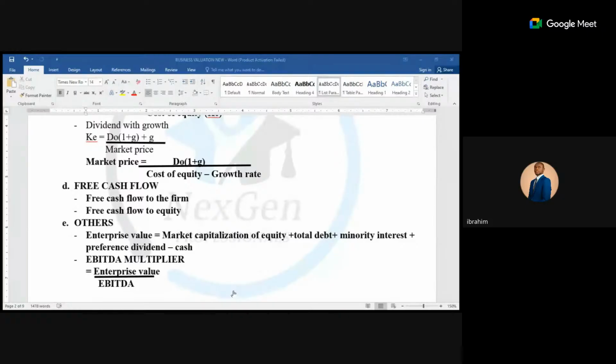I hope I'm communicating. Discounted cash flow method, where you need to discount your future cash flow to their present value. Either you use weighted average cost of capital or the cost of equity. In our next class, I will find out whether we'll make use of free cash flow to the firm or to equity. But understand that there is discounted cash flow method under the methods of valuation.